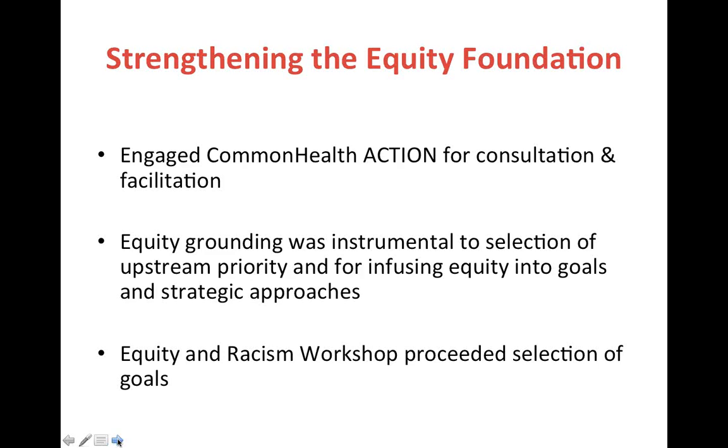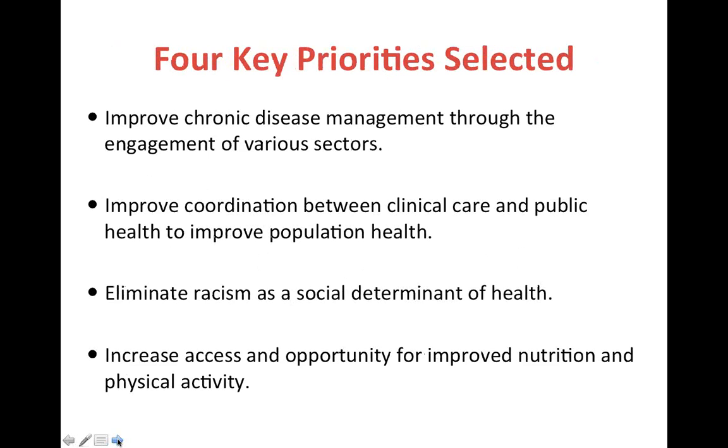This is the point we engaged Common Health Action as a consultant facilitator. They worked closely with our team, and they facilitated the event that focused on narrowing the list of 15 issues to 4. They provided an equity grounding and reframed the discussion through an equity lens, which yielded 4 priorities, one of which was eliminating racism as a social determinant of health. We worked closely with Common Health Action at this stage to put plans in place to assure that equity grounding was woven into the remainder of the planning process and carried through into action and implementation. Next slide.